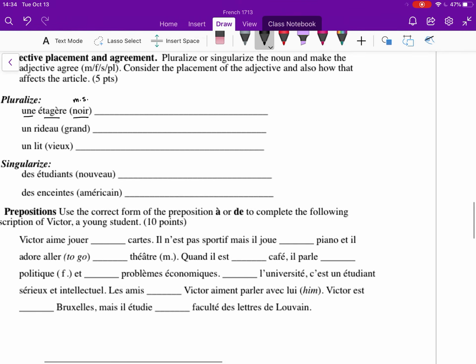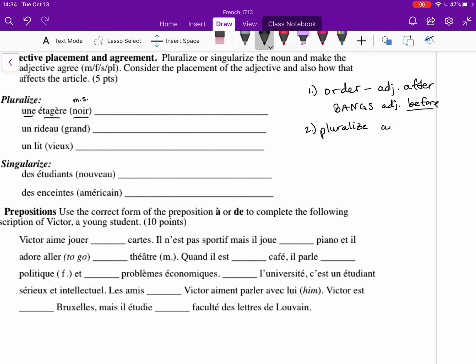First line of action is to be concerned about the order of the words. Namely, where does your adjective go? Most adjectives go after the noun. However, the BANGS adjectives, beauty, age, number, goodness, and size, will go before the noun. So know the difference.